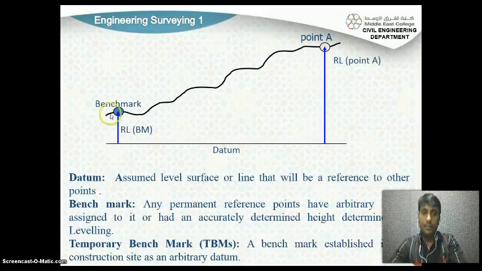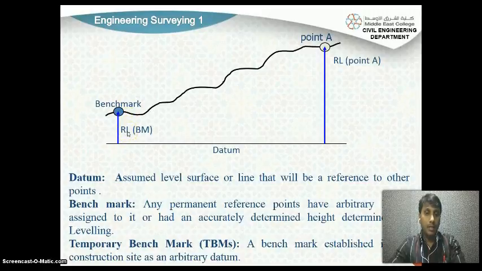This is datum, and this is the new word which is known as benchmark. What is benchmark? Any permanent reference point that has an arbitrary height assigned to it, or an accurately determined height determined by leveling. Simply, we can call it the known elevation. When you want to start a survey, you should know a known elevation. If you are starting a survey from a known elevation, that point can be called a benchmark.